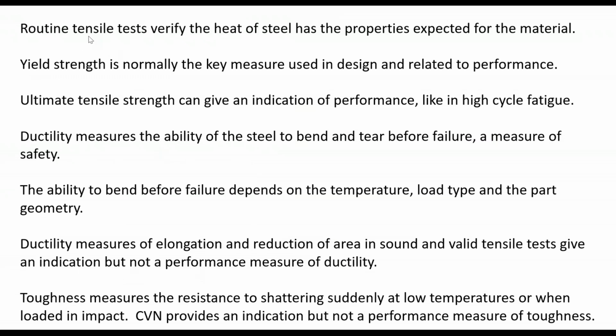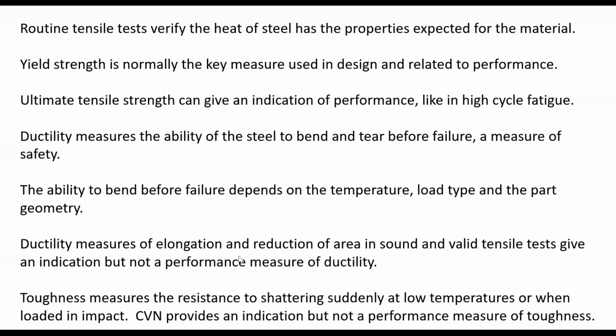So this is a summary of what we've talked about. Routine tensile test verifies the heat of steel has the properties I expect. Yield strength is normally the key measure used in design. Ultimate tensile strength can give an indication of performance, especially in high cycle fatigue or in wear products. Ductility measures the ability to bend or tear, and it's a measure of safety. The ability to bend before failure depends on the temperature, load type, and part geometry. Am I really in a ductility or toughness environment?